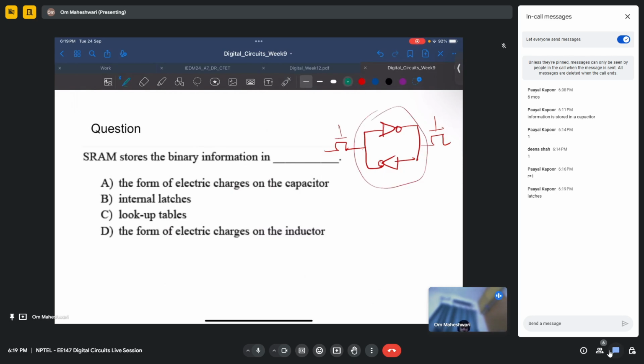Let's say somehow you put 0 here, it will be 1 here, and 1 here, it will be 0 here. So at this node, it will always be 1, at this node, it will always be 0 unless you bring some change. That's how data is stored in an SRAM cell. So the answer is B, internal latches. This is an internal latch made of two inverters.